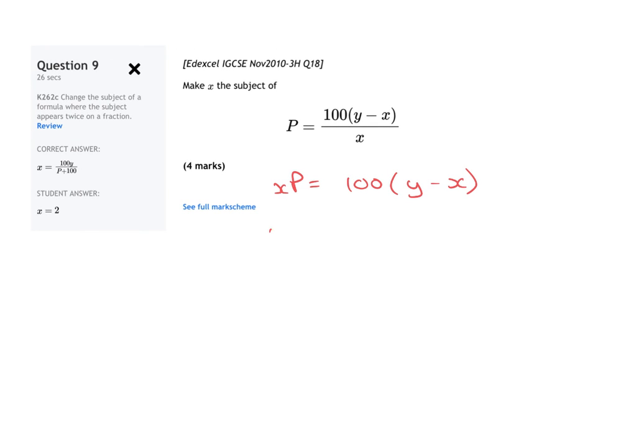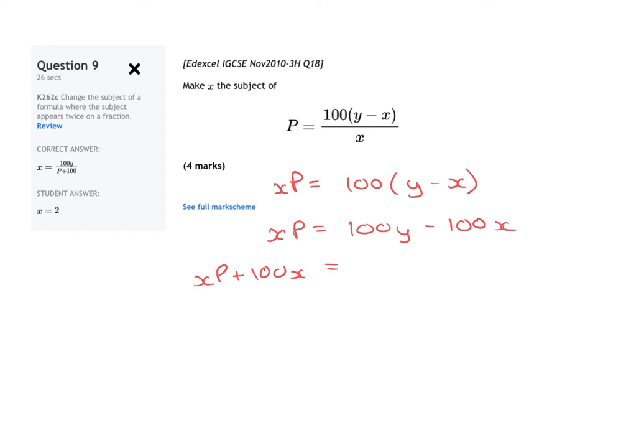So, as we generally do, if there's a fraction, we don't like it, so let's try and get rid of it by multiplying both sides by the denominator. Multiply both sides by x, we're going to get xp on the left-hand side equals 100 times y minus x. Now, the term we want is inside the bracket on the right, so let's expand that. That way we can actually release it and work with it. So what I've got here is xp equals 100y minus 100x. Now I can add 100x to both sides.